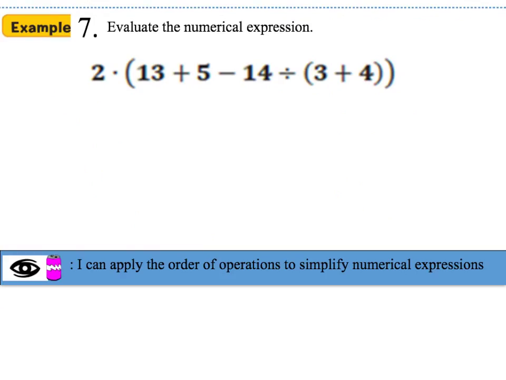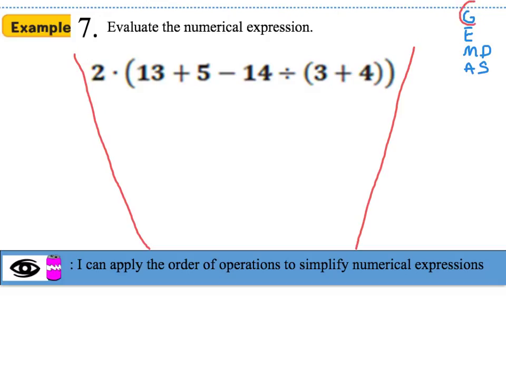So now that you've spent some time solving the other problems, let's take a look at this monster problem for example 7. It says evaluate the expression. Let's use Gemma once again to help us solve this problem. So let's start, and we know that our problem is going to funnel down. It's going to get smaller and smaller. So let's look at our problem, and do we have grouping symbols? And yes, we do have a grouping symbol.